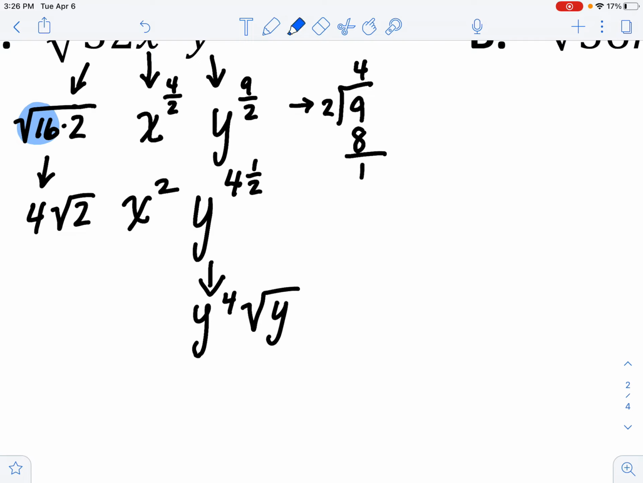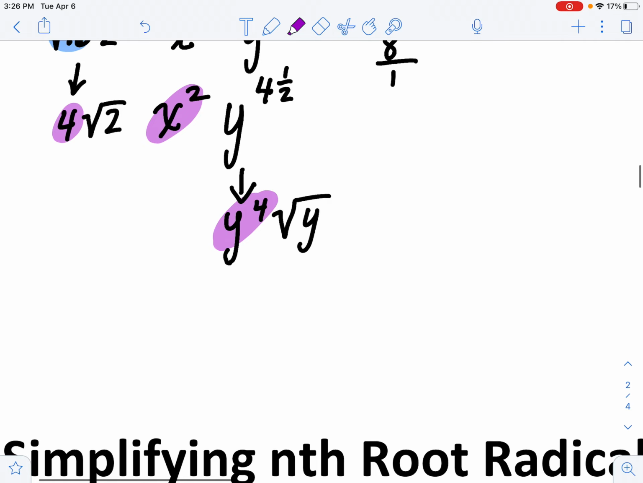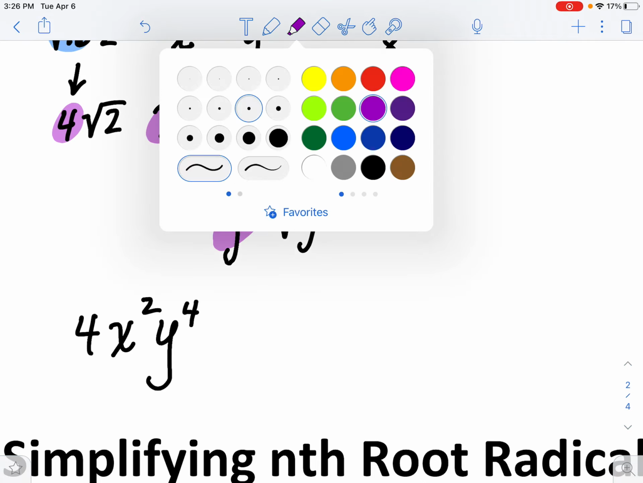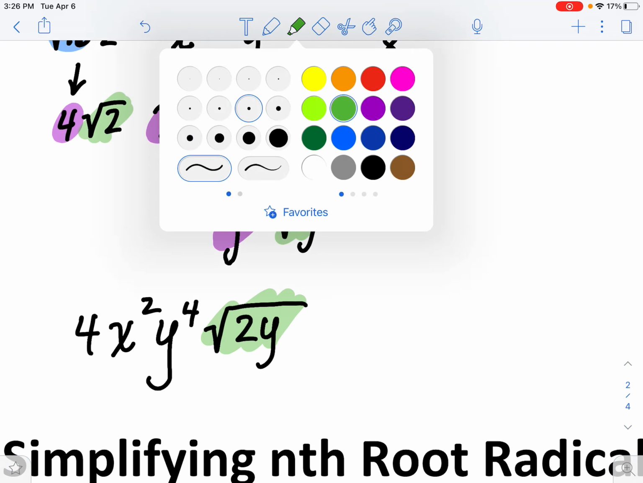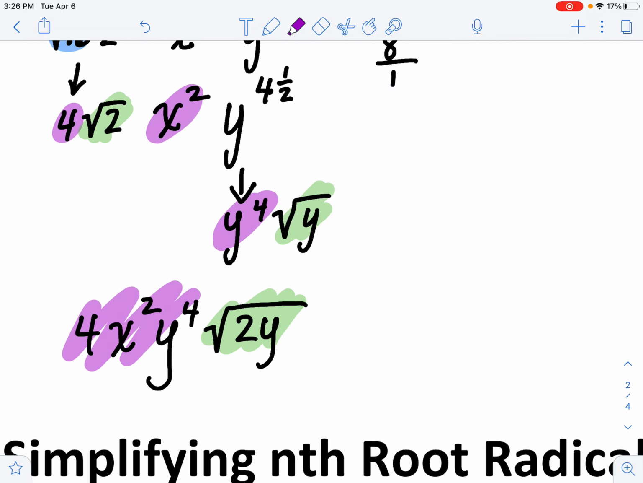So now take everything that's out of the radical and put it out front. 4x squared, y to the 4th. That's going to go outside, 4x squared, y to the 4th. And then the things that are going to go into the radical are square root of 2 and square root of y. So put those together under the radical. Okay? So just look at how I highlighted the things so you can kind of see what goes where.